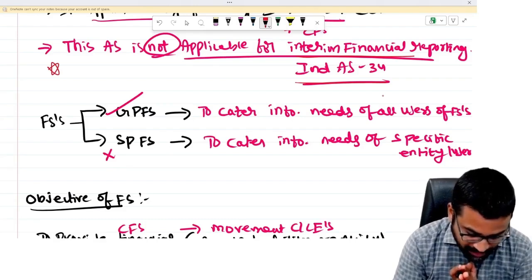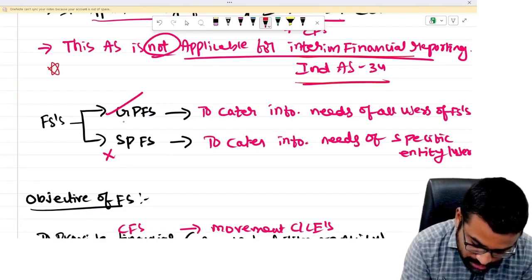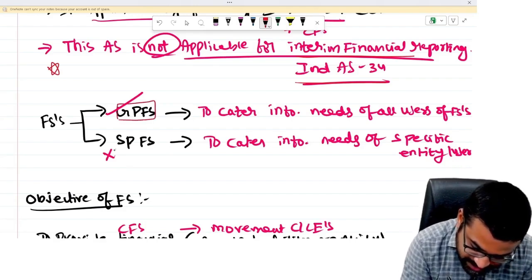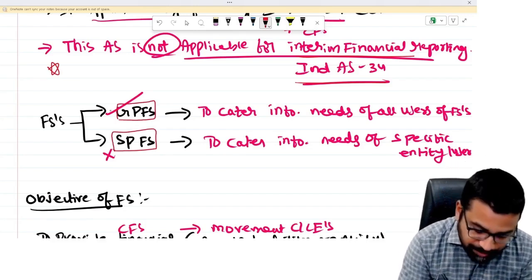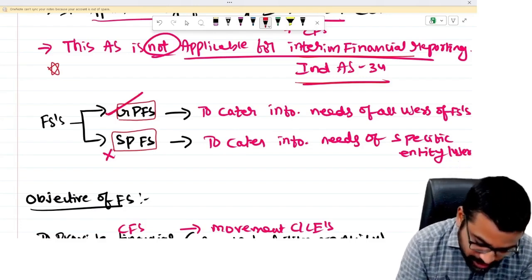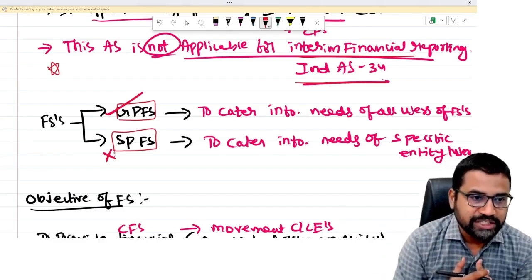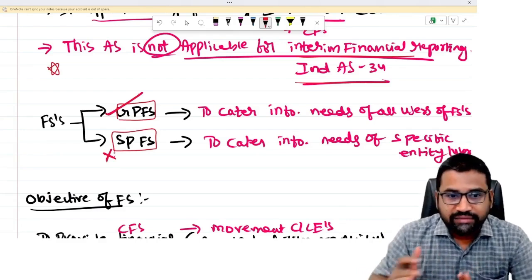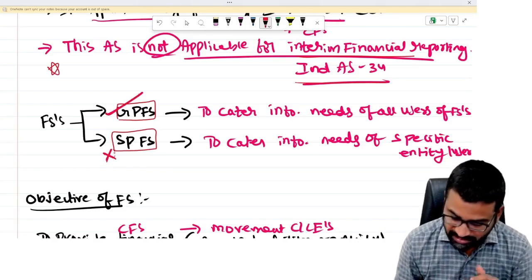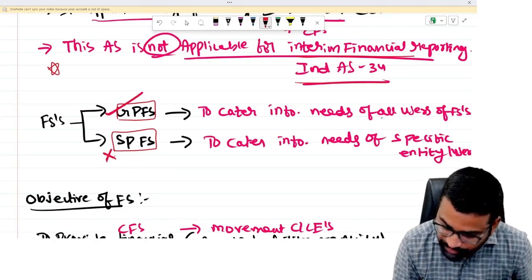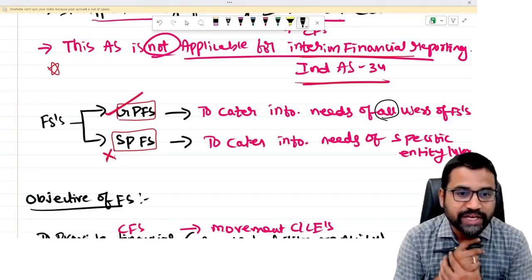Now next, when you take financial statements, there are two types: general purpose financial statements and special purpose financial statements. Remember, this standard is applicable for general purpose financial statements, not for special purpose financial statements. So what are general purpose financial statements? Generally at the end of the year, every entity will prepare financial statements not to cater to the information needs of everybody, but to cater to the information needs of all users of financial statements. That is called general purpose financial statements.